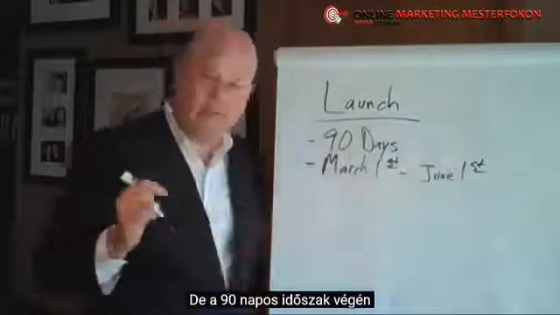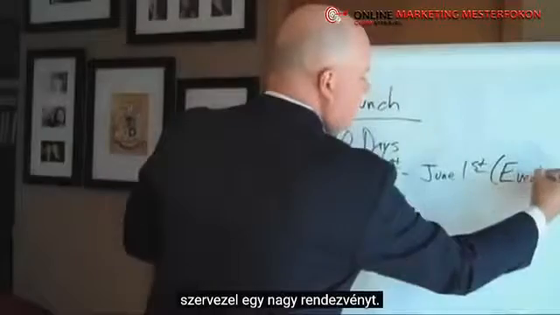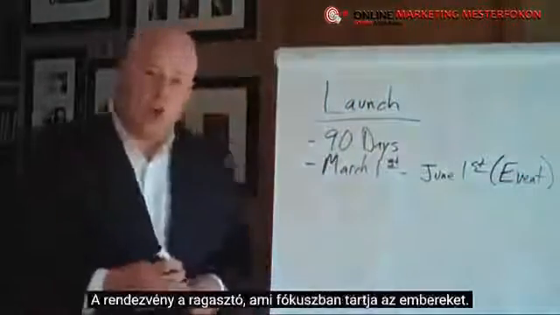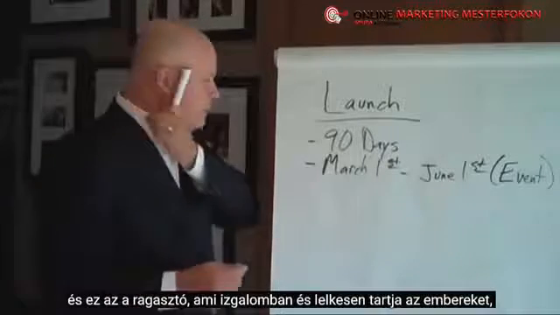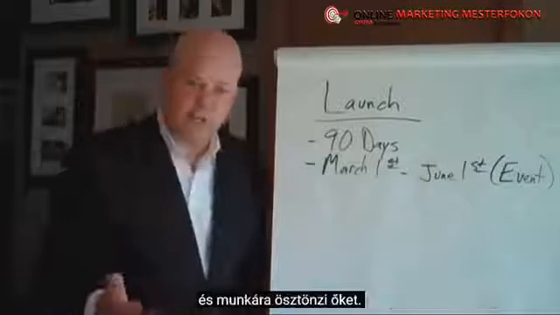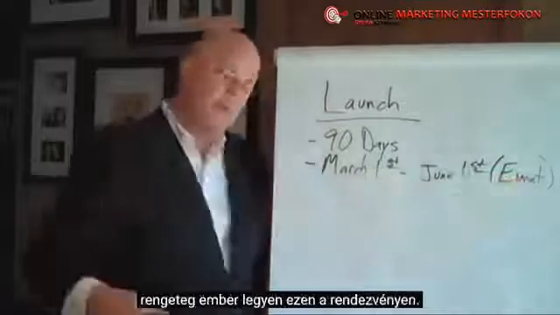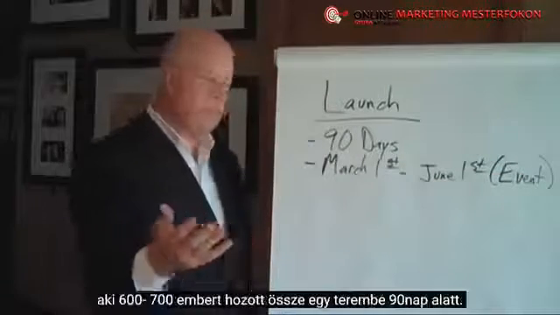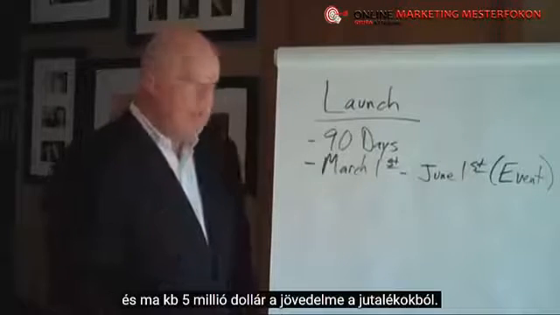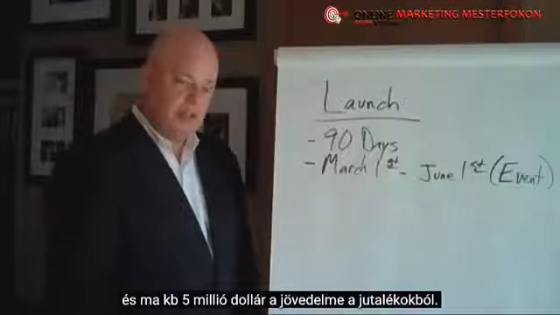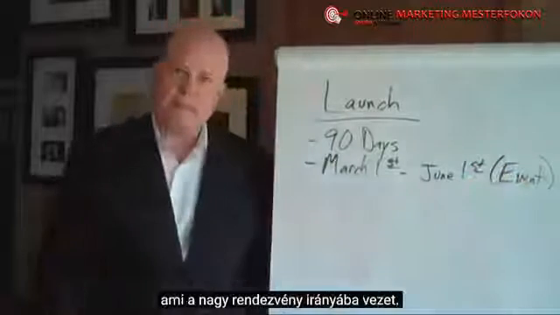But at the end of the 90-day period of time, you do a big event. The event is the glue that keeps people focused. You do a big event in your market, and it's the glue that keeps people excited and motivated and focused and working. Because all of the efforts from March 1st to June 1st are going to be putting people into that event. Remember I told you the story about Art that put 600 or 700 people into a room in 90 days? And today makes $5 million a year in commissions? I can tell you person after person after person have used the 90 days to lead to a big event.